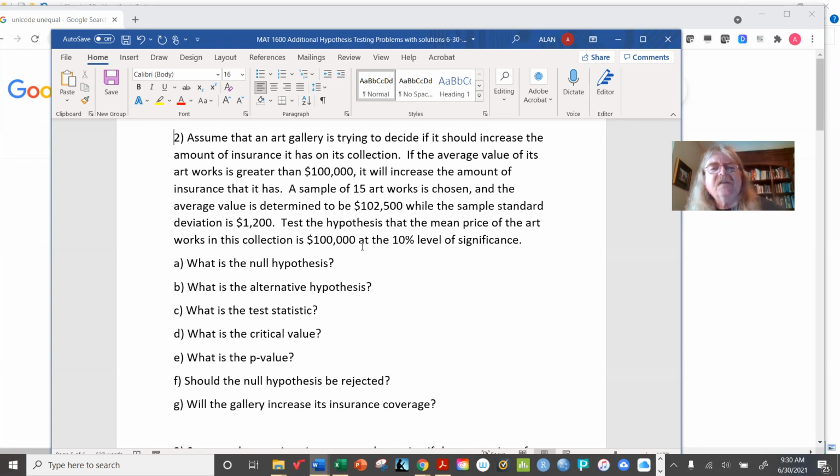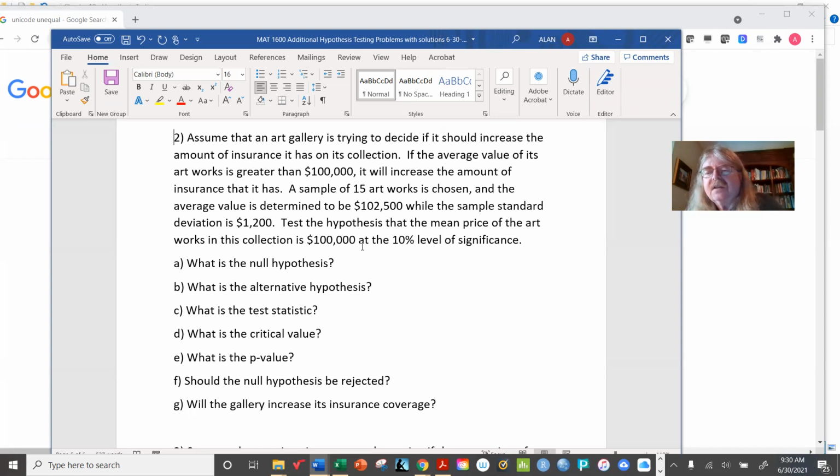Wait, not $1,500, sorry. The sample mean is 102,500. The sample standard deviation is 1,200. So again, we're using the t-distribution. Test the hypothesis at the 10% level of significance that the mean price of the art is $100,000.